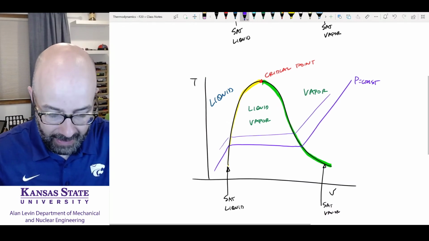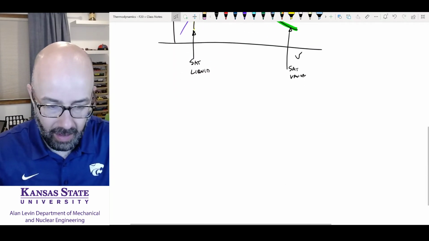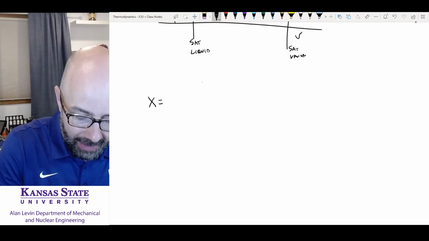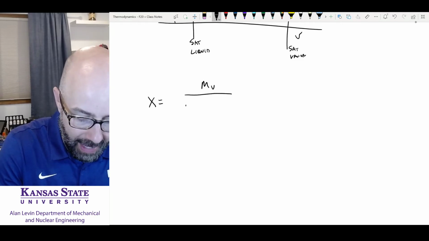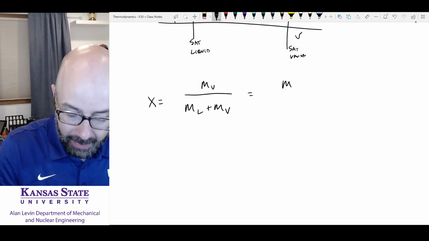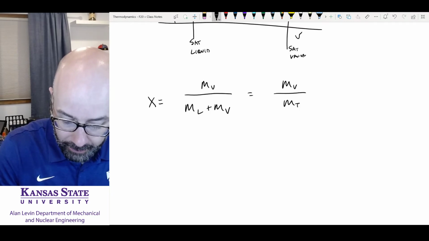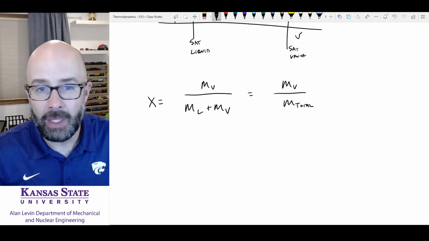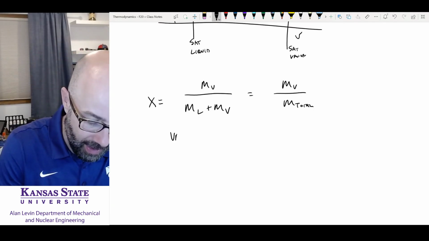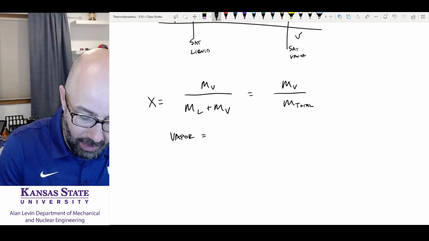So we have said that we have a mixture, x. We have the mass of the vapor all over the mass of the liquid plus the mass of the vapor. Or we can say this is equal to the mass of the vapor over the mass total. Now I want to use the nomenclature that we're going to be talking about in this class. So vapor state is going to be equal to g, and the liquid state is going to be equal to f.